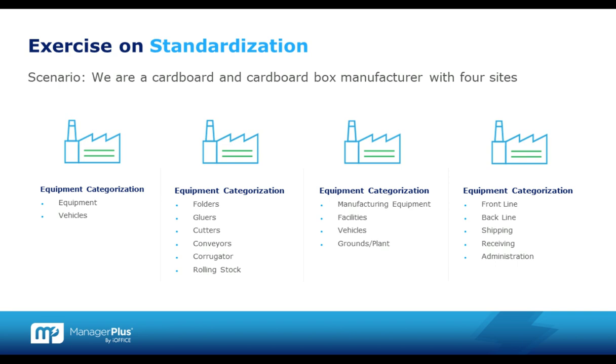But at plant number 3, you can see that they're organizing it more departmentally. So manufacturing equipment is segregated differently from the facilities equipment. So we talk about the pneumatic tooling or the boiler and other things that support the equipment in the plant. And then we have vehicles, and then we have the grounds and the building. And then lastly, our last manager, she classifies it as areas of the plant: front line, back line, the shipping area, the receiving area, and the administration area.